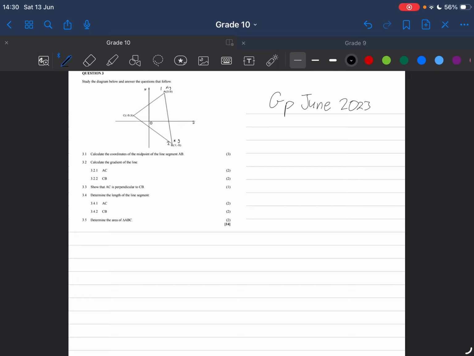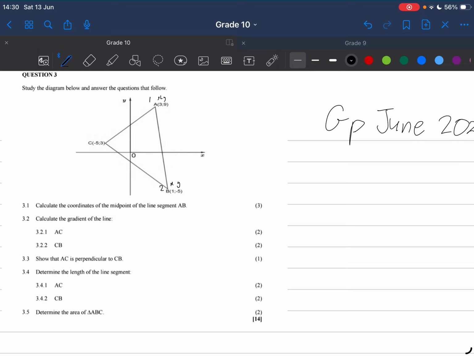Alright, so in this video we're going to tackle a question from Gauteng province, June 2023. If we're going to look at this now, we're going to try and calculate the coordinates of line segment AB. So here's A, B, 3 and 9, 1 and -5.